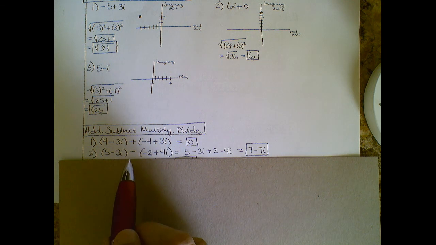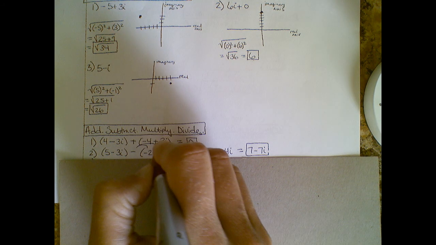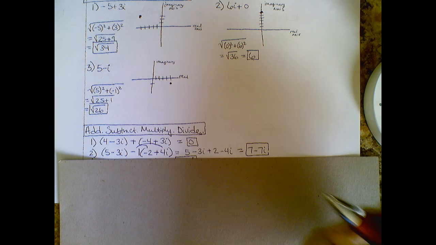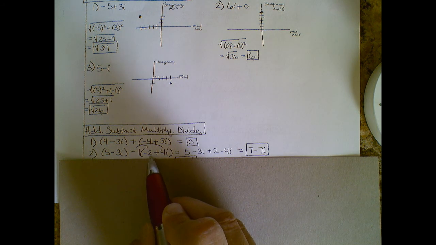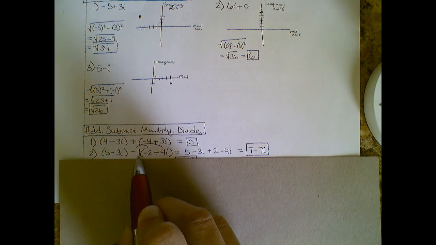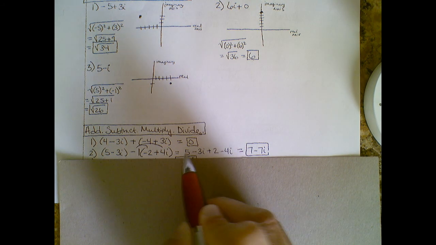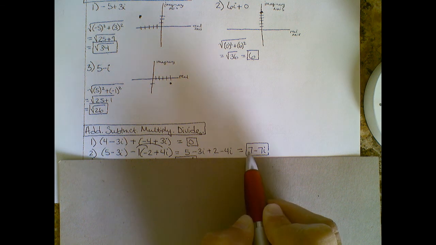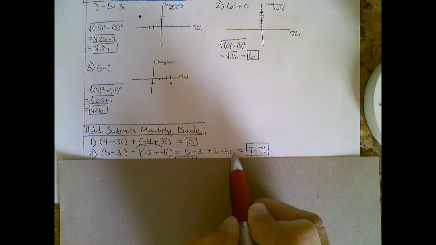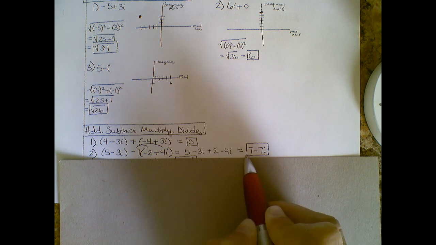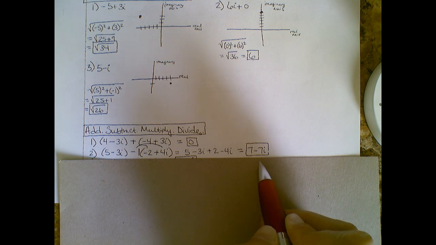This next one, notice how I have a negative here. So I'm going to distribute that negative to everything behind. If I want to, I can put a 1 here. So negative 1 times negative 2 is positive 2. Negative 1 times 4i is negative 4i. And then I combine my like terms. So 5 plus 2 is 7. Negative 3i minus 4i is negative 7i. These aren't like terms, so that is my final answer.